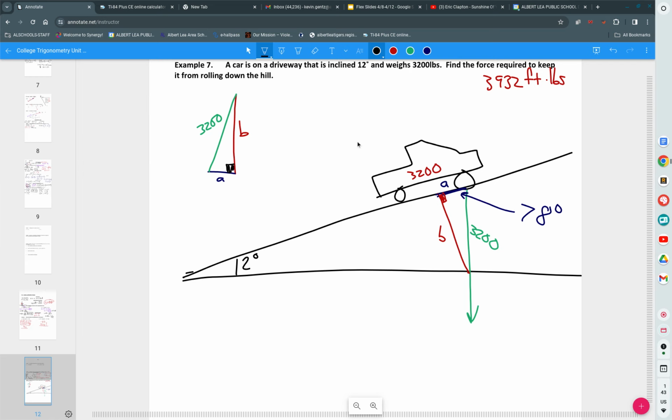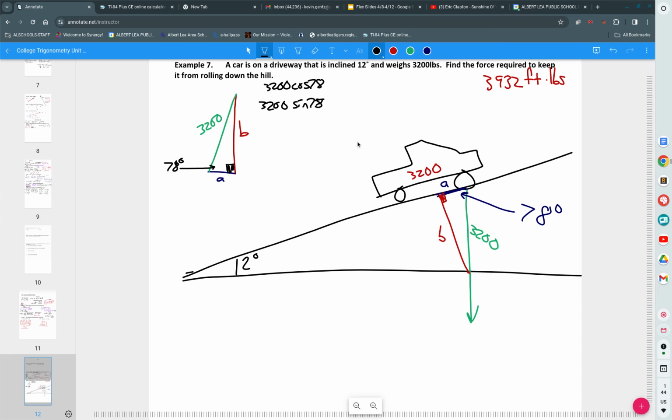Now that we've figured out that the angle is, in fact, 78 degrees right here, we want to figure out the horizontal and vertical components of that vector. Once again, figuring out the components of a vector is pretty simple. All we have to do is take 3,200 times the cosine of 78 and 3,200 times the sine of 78. Whoa, not 75, it's 78.